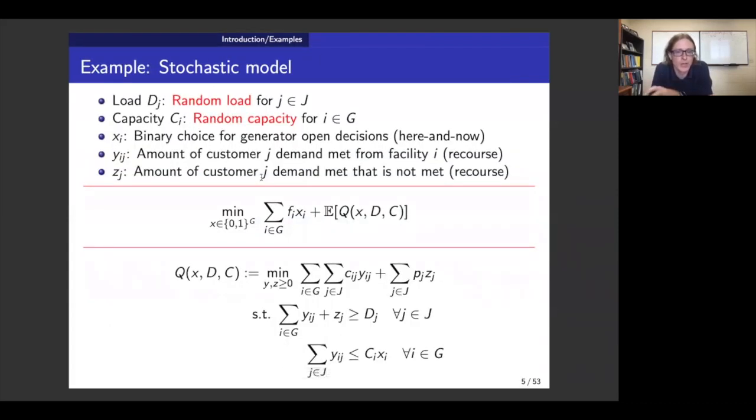As I mentioned, I'm going to go back to the generation expansion example. Here we consider the loads at different locations as random. So capital D_j will now denote those random variables, and also the capacities at the generators, so C_i will represent those random variables. Our here and now decisions are the binary opening decisions for the different generators. We fix those now, and then we have this system that we can operate. On a particular day in the future, we get a random observation of the demands at all the locations and the capacities of all the locations.